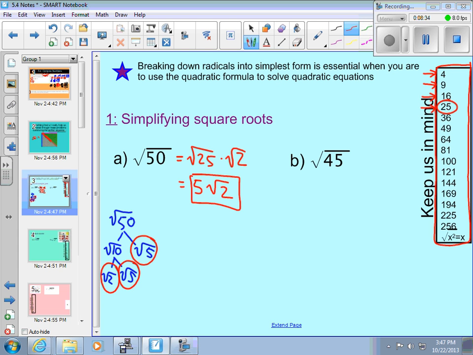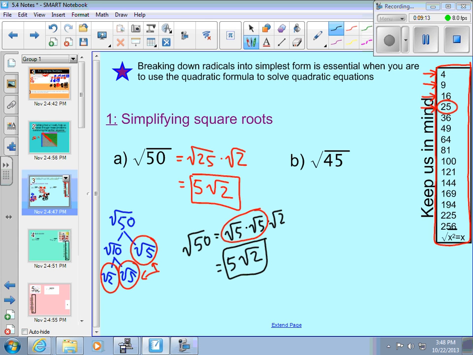Anytime you end up with a pair, such as square root of 5 and square root of 5, that will simplify to equal just the number underneath. So here's another way you can think of this. Square root of 50 is the same as square root of 5 times another square root of 5 times square root of 2. If we multiply this pair, square root of 5 times square root of 5, that would just equal square root of 25, which equals 5. So you also get 5 square roots of 2 that way. So that's another way you can do these as well.